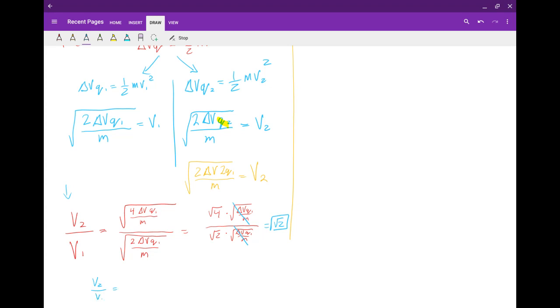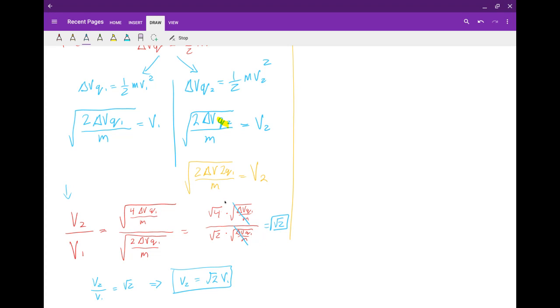Sorry, I said that wrong. It's V2 over V1 that is equal to the square root of 2, implying that if I write this like this, V2 equals the square root of 2 times V1. So V2 is greater because I have to take V1 and multiply by root 2 to get V2.